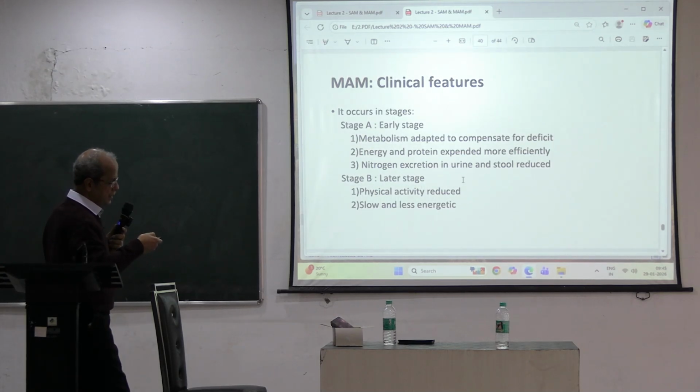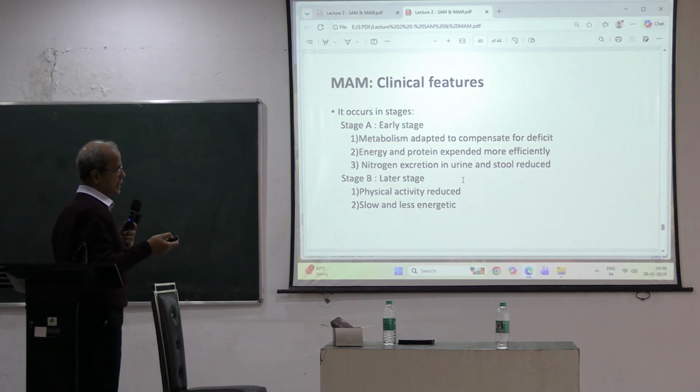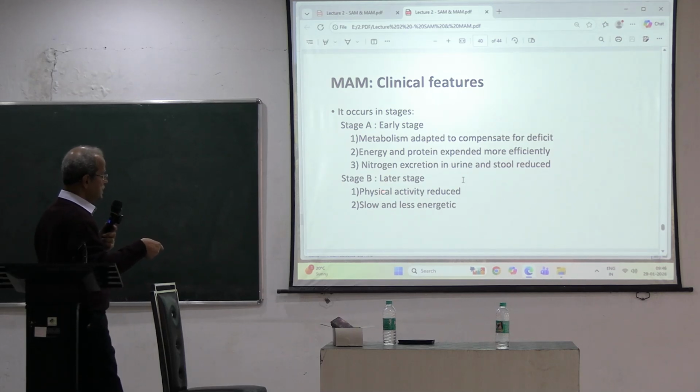Clinical features of moderate acute malnutrition we have to know, because we have to catch the moderate acute malnutrition in the early stage. What are they? The metabolism is adapted to compensate for the deficit, that is, the metabolism is reduced. Energy and protein are expended more efficiently because there is lack of supply, so the expenditure has to be cut off. And nitrogen excretion in urine and stool is reduced. In later stages, stage B, the physical activity is reduced. These are not the things we can see, but this we can see: the child becomes slow and less energetic.